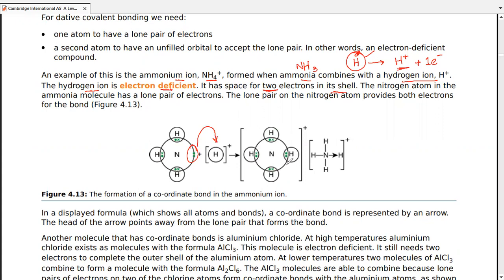Right? So what happens in this case is that we sometimes draw this arrow, sometimes we don't. In this book, you don't see this arrow, but in some other books, you might see the arrow. But let me tell you, the tail of the arrow represents the atom with the lone pair. We also call it the donor. The head of the arrow represents the species which is electron deficient. We also call it the acceptor.